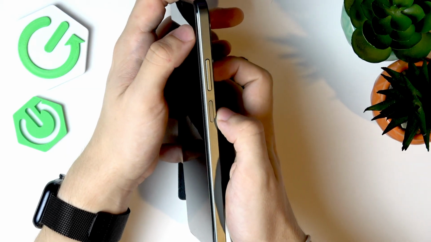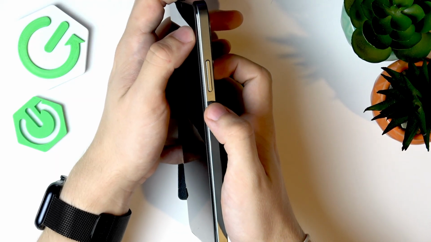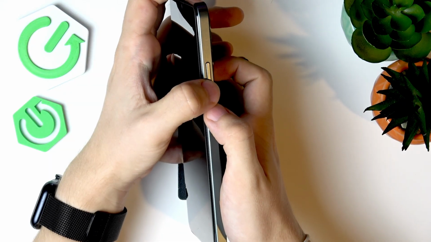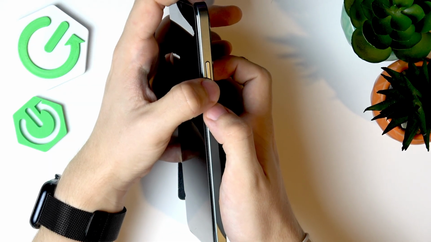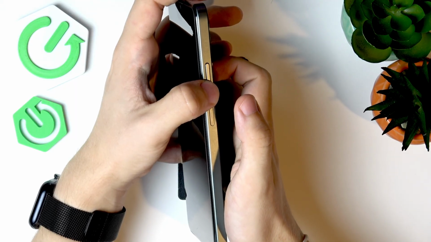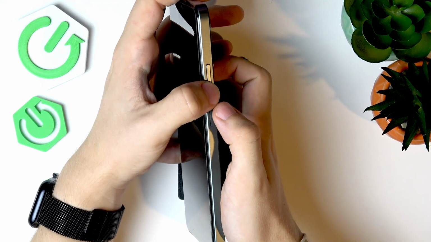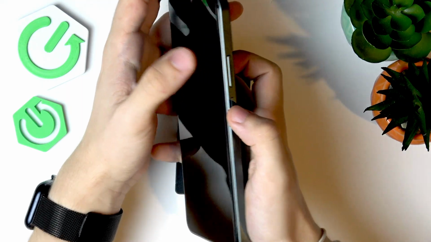So let's repeat. Power button for 3 seconds. Add volume down without releasing power button. Then when REALME logo shows up, release power button, but keep pressing volume down until you get into no command screen. So let's do it.